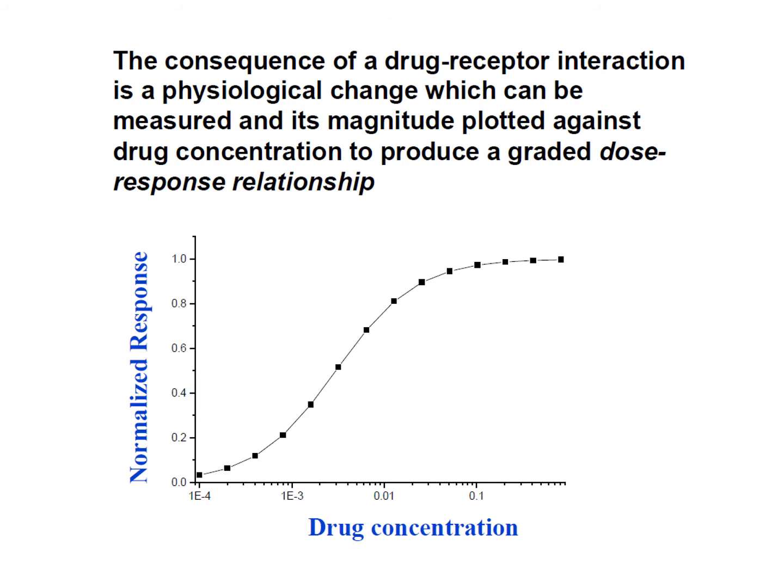So the consequence of a drug-receptor interaction is a physiological change that can actually be measured, and its magnitude can be plotted against drug concentration to produce a graded dose-response relationship. And we will see how we can interpret this normalized graded dose-response relationship to determine whether a drug is acting as an agonist or as an antagonist.